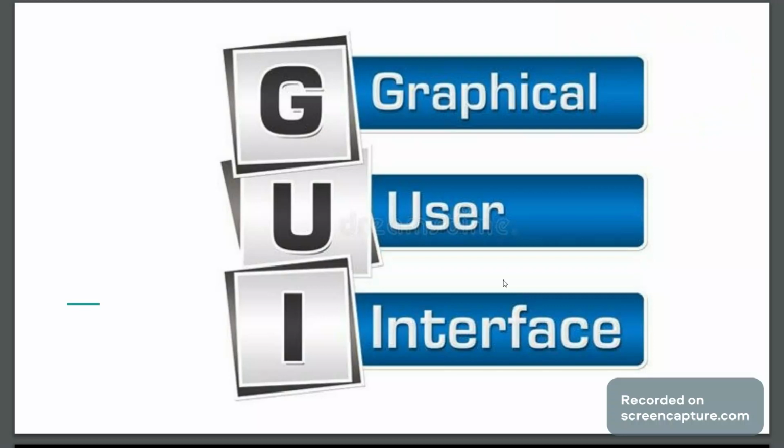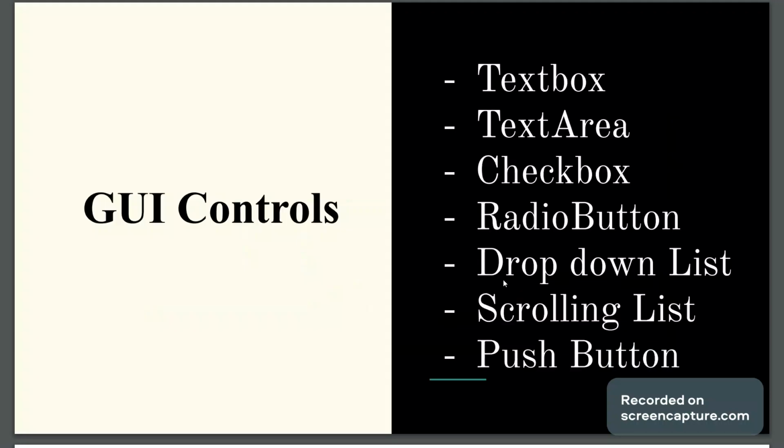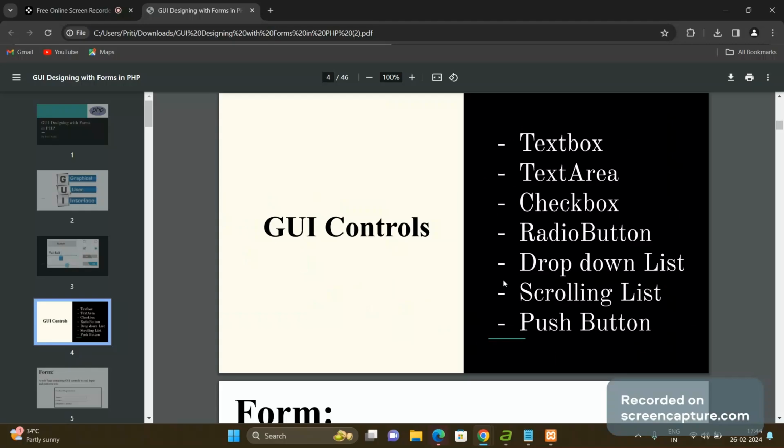And these GUI controls have to be placed on the form container, and these different controls we have seen in the previous session were text box, text area, checkbox, radio button, drop down list, scrolling list, and push buttons. So in today's session we will see how to validate these controls.